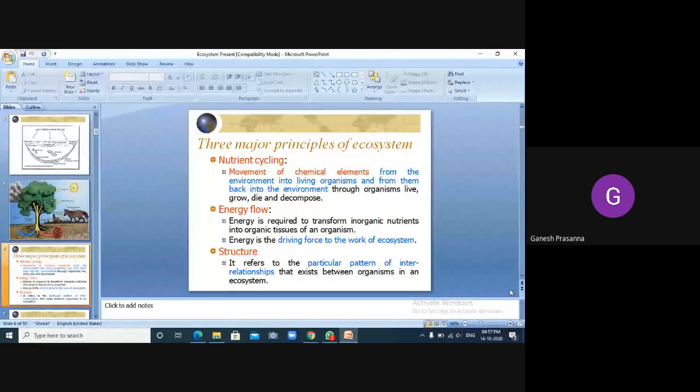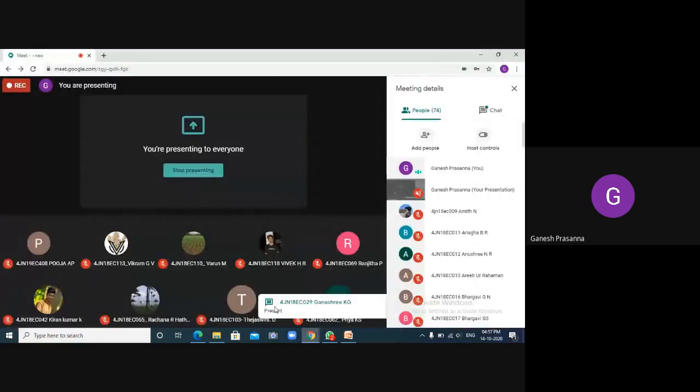So this is one of the major principles of ecosystem, nutrient cycling, wherein chemical elements from the environment are taken by the living organisms, then the organisms live, grow, die, and decompose. Once they start decomposing, they give the nutrients back to the environment. Okay, so next one is the energy flow.